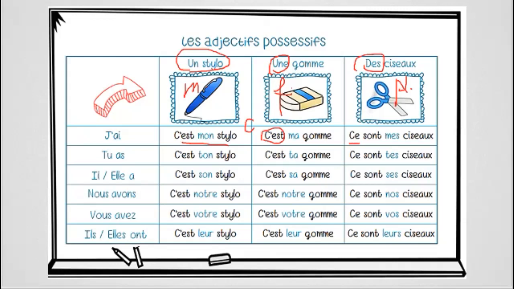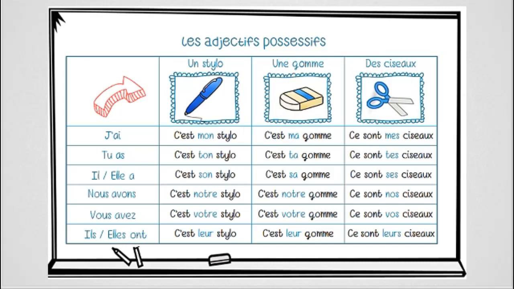So if you want to say this is your scissors, how to say that? Yours. Mine. Yours, ton. Ton is singular. Tes, yes. Tes ciseaux. Ce sont tes ciseaux. Very good. Okay. This is the plural of the singular.